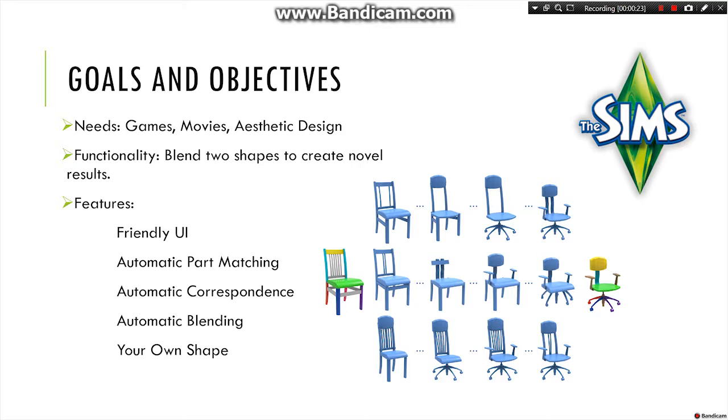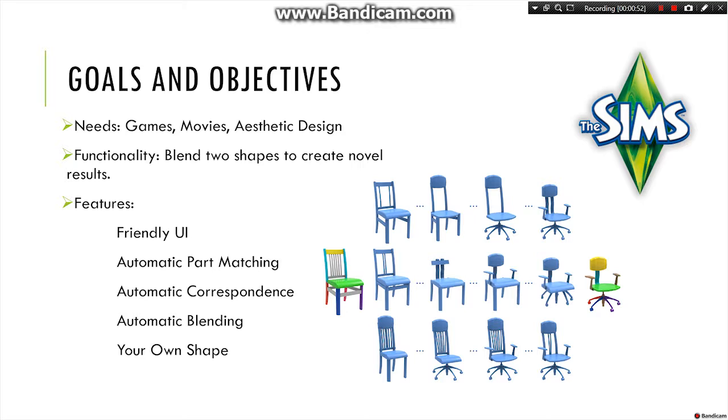Similarly, if you are working on some games or movies, and you need to model a scene where there are various kinds of shapes and furniture inside, it will take a lot of time to model every single one. But our plugin can help you produce new shapes by blending two existing shapes you already have through a single click.